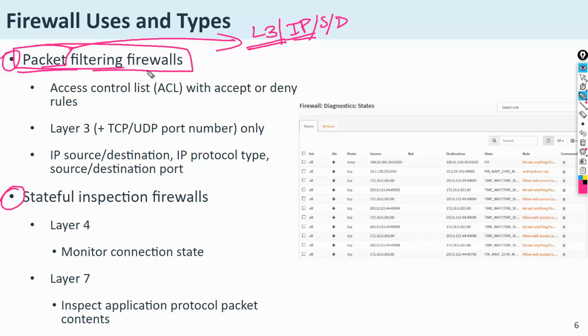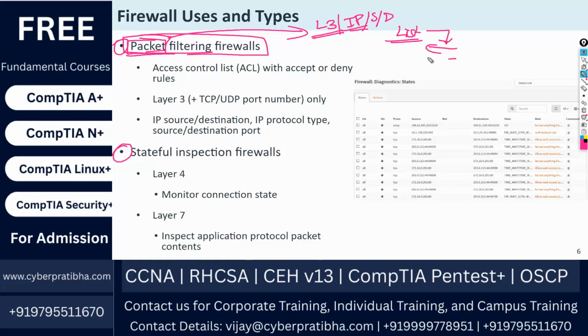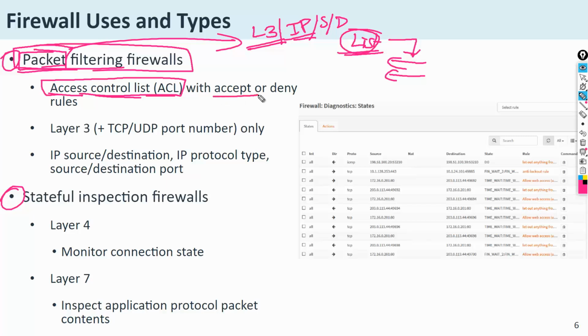Okay, so a packet filtering firewall has a list which says which type of traffic will be allowed and which type of traffic will be denied. This list is known as an access control list. On the basis of the access control list, the firewall will make a decision on which type of traffic will be accepted or denied based on rules.